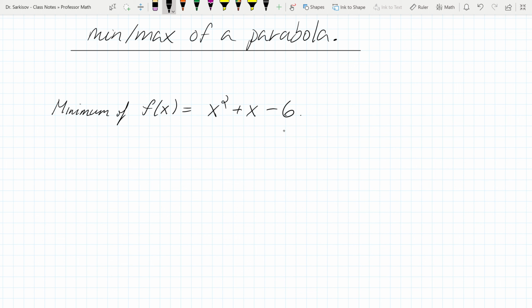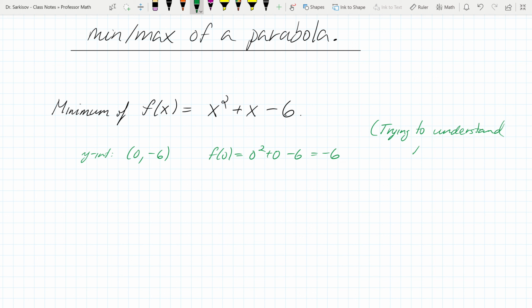To do this, let's say we're graphing the thing. You're thinking, I'm going to graph this. Let me find the y-intercept. That's when x is 0, and f of 0 is going to be negative 6, because f of 0 is equal to 0 squared plus 0 minus 6, which is negative 6. So I'm trying to graph it, trying to understand its graph algebraically, that's what we're trying to do.